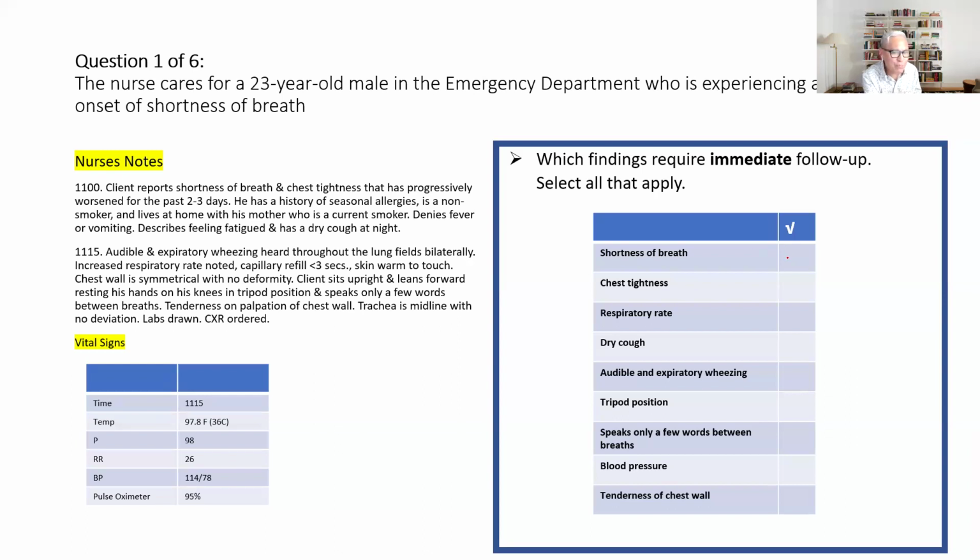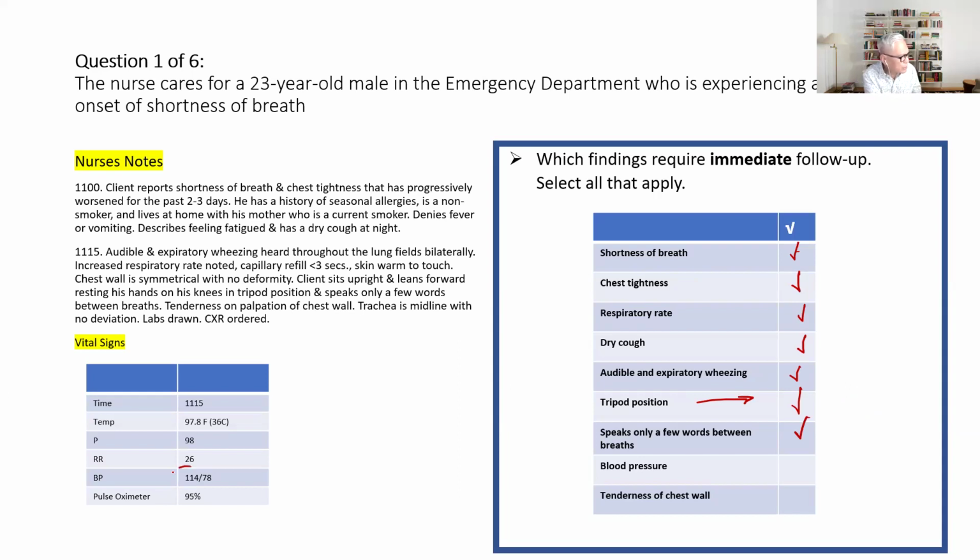So as far as shortness of breath, that would be a concern. Chest tightness is also a concern. The respiratory rate, which was, I think, 26, is also going to be a concern. And of course, the dry cough, all these are pointing towards your respiratory system, and tripod positioning. Remember, tripod positioning is placing the hands of the patient on their knees and leaning forward. And these are all manifestations of respiratory distress. And of course, speaking only a few words between breaths.